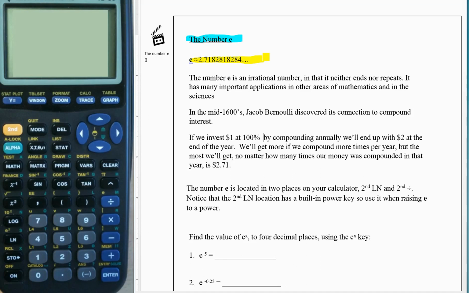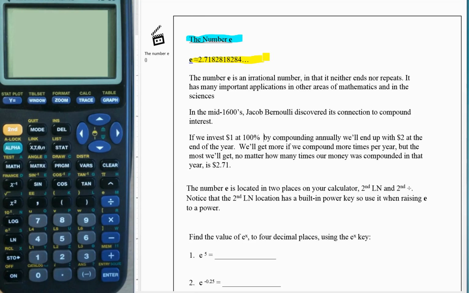So this says if we invest $1 at 100% by compounding annually, we'll end with $2. So after 1 year, you kind of double your money. Well, if you compound it more times a year, so every 6 months, or once a week, or once a day, or what if you could do it once an hour, or once a second. But no matter how many times you do it, the most you'd ever get is $2.71. Okay, and what we'll learn is e will help us talk about what if you can compound it continually, meaning never stop adding interest to the interest you've earned.